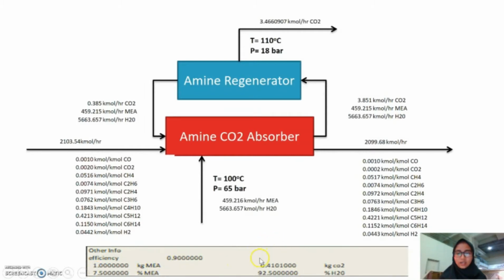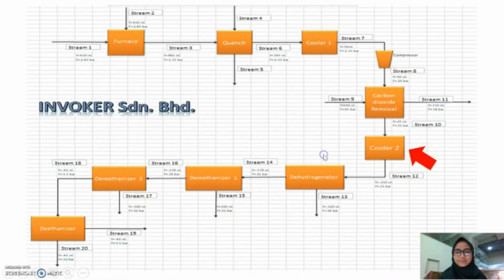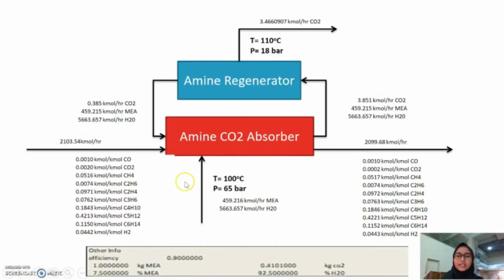The conversion is 1 MEA is equal to 0.410100 carbon dioxide. The use of the amine is to absorb the carbon dioxide and remove it at the amine regenerator. At the amine stream, they have 65 bar, which is the high pressure. High pressure is needed for the amine to absorb the carbon dioxide, so it will have a higher efficiency. So it will absorb the carbon dioxide and release it at the amine regenerator.